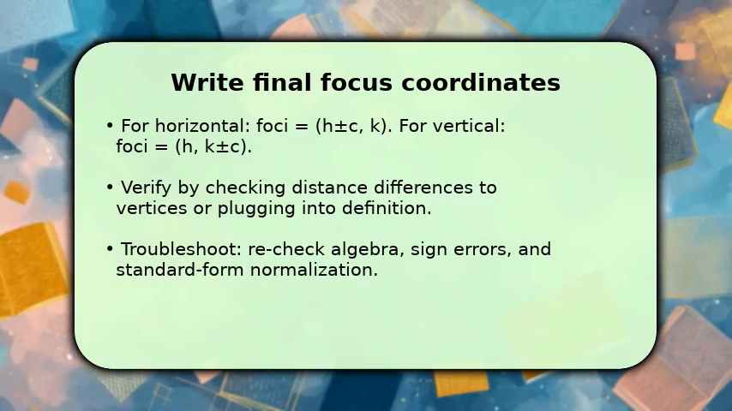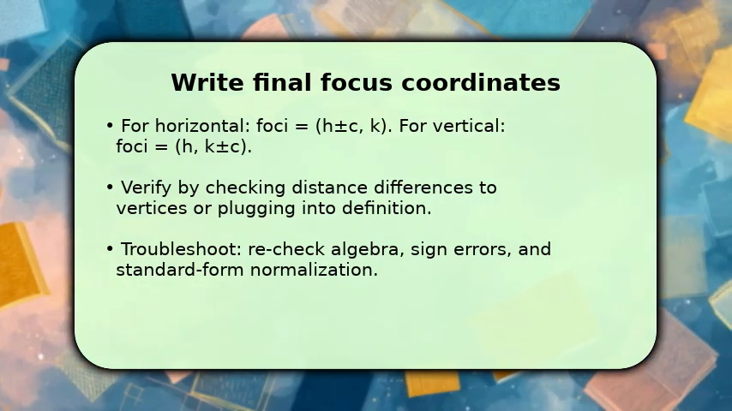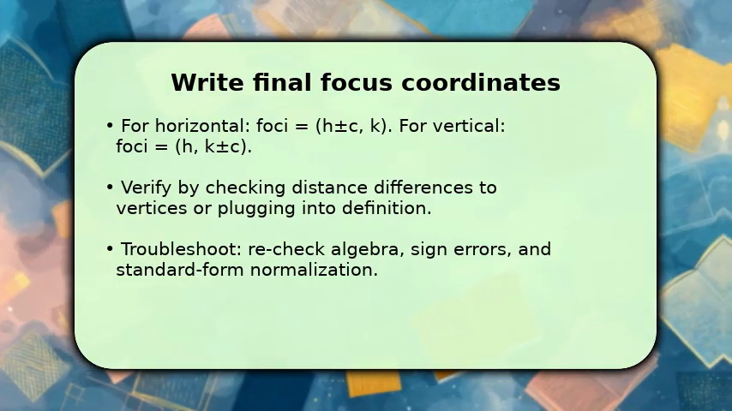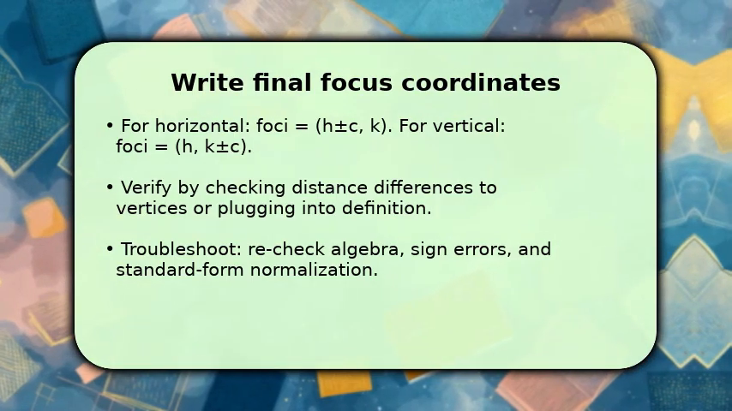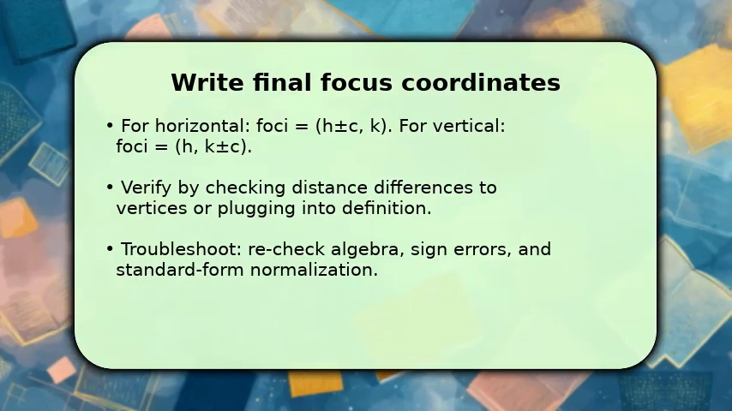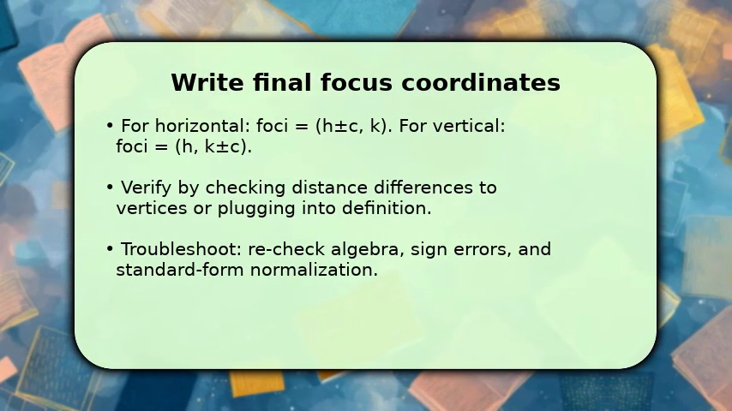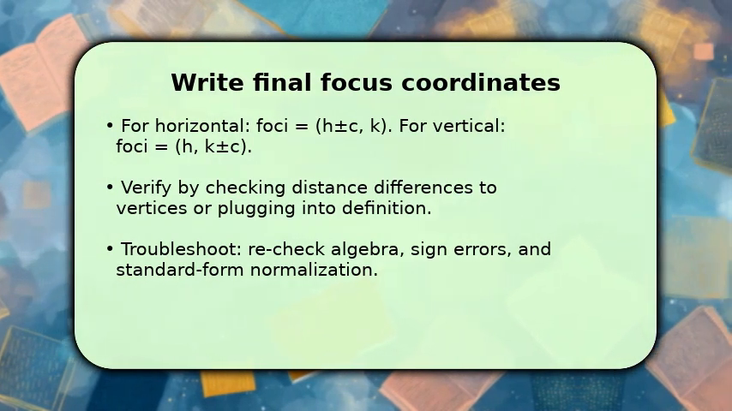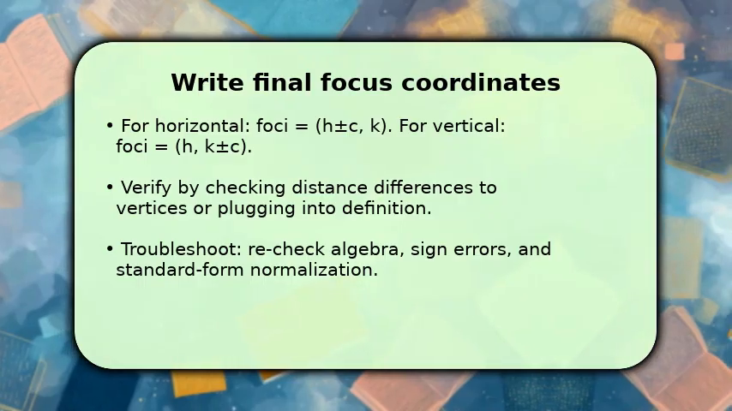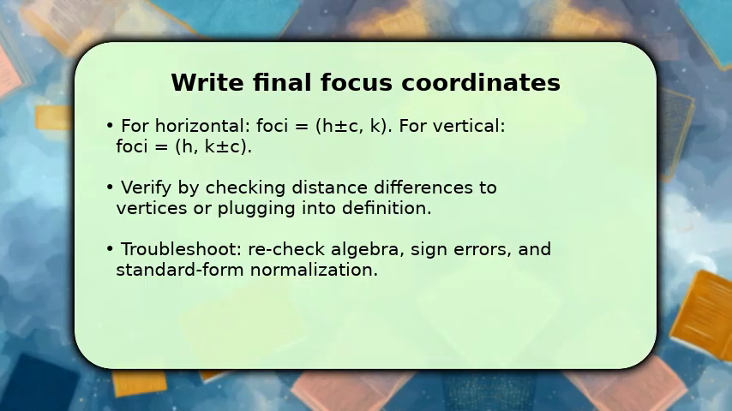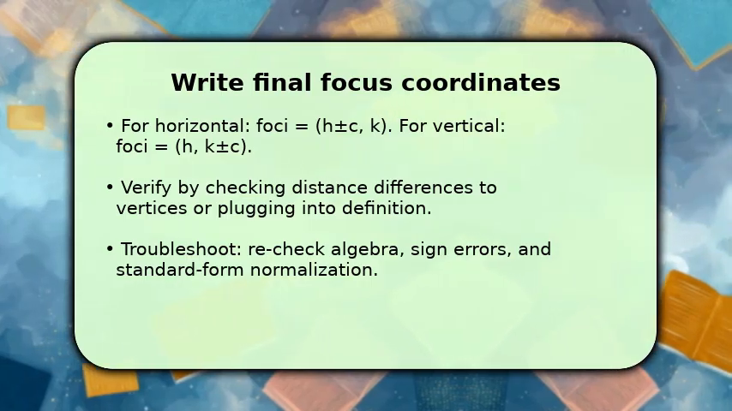If horizontal, the foci are (h plus c, k) and (h minus c, k). If vertical, they are (h, k plus c) and (h, k minus c). Once done, verify by confirming the distance relation to vertices or by substituting focal coordinates into the hyperbola geometry. If results look wrong, recheck your standard form algebra, ensure you didn't swap a and b, and confirm c was computed as sqrt(a² plus b²).